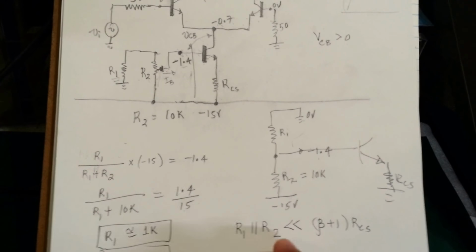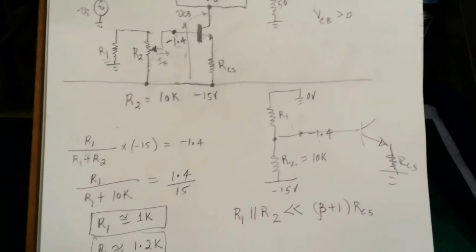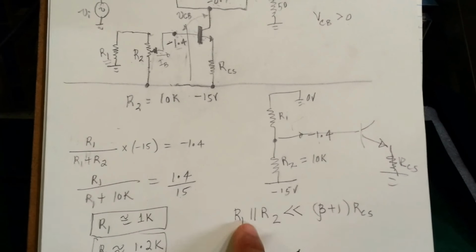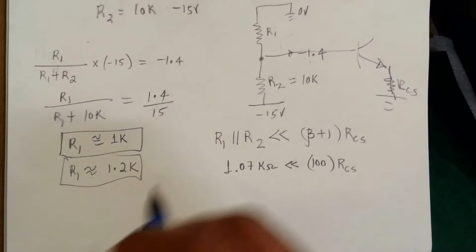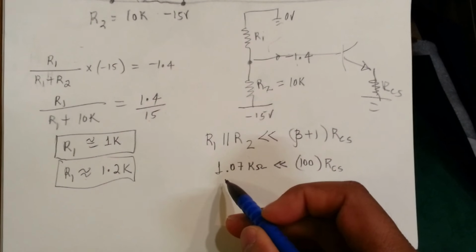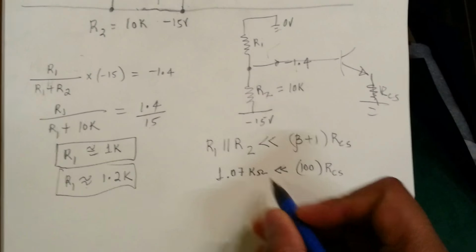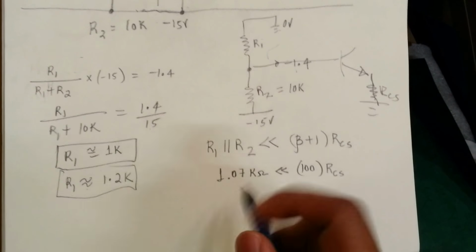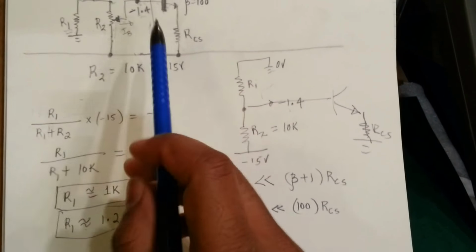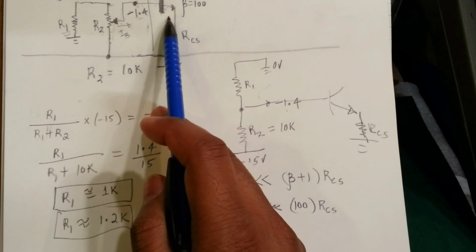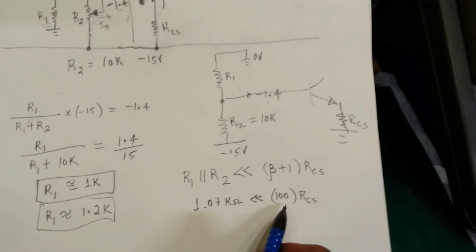This equation would allow us to design what RCS needs to be. So from this, we know the parallel combination of R1 and R2, which is around 1.07 kilo ohms, and we have to make sure, like I said, to ignore the base current here, we have to make sure that it's much less than (beta plus 1) RCS. And the transistor I'm using, its lowest beta is 100. So what I'll do is I'll take that as 100.